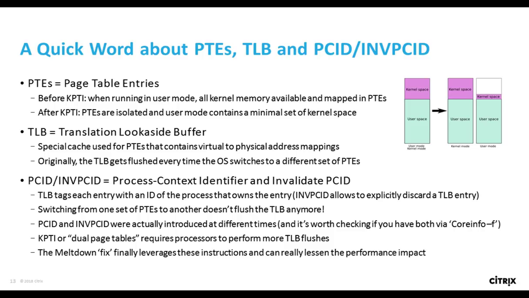So double check if your hardware has these instructions using something like Coreinfo, and then away you go. If you run Coreinfo with the -f flag, as shown here on the slide, and pipe it to a file, what you'll want to do is check for asterisks or stars next to PCID and invalidate PCID, and that means they're available. If you see dashes or minus signs, then that means the instructions are not available in that specific chipset. So that's kind of important.